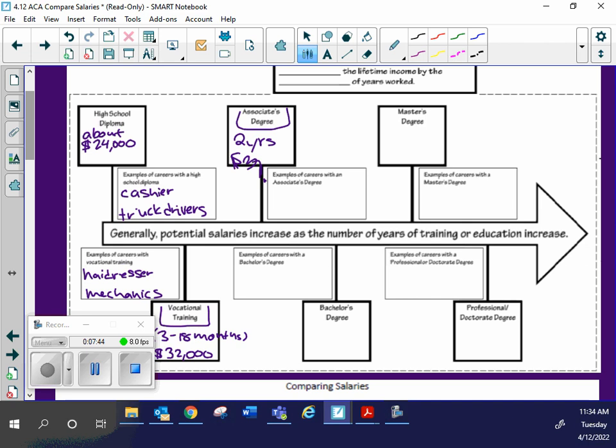Yes, Brody? In college, do you have to go to school in summer? You don't have to, but you can. What do you get during the summer? You just graduate faster, like earlier. Because you're getting more classes out of the way, you might just graduate earlier.